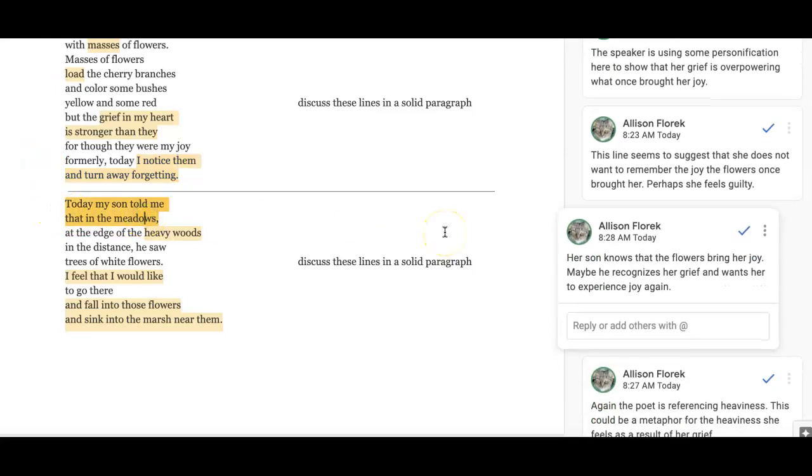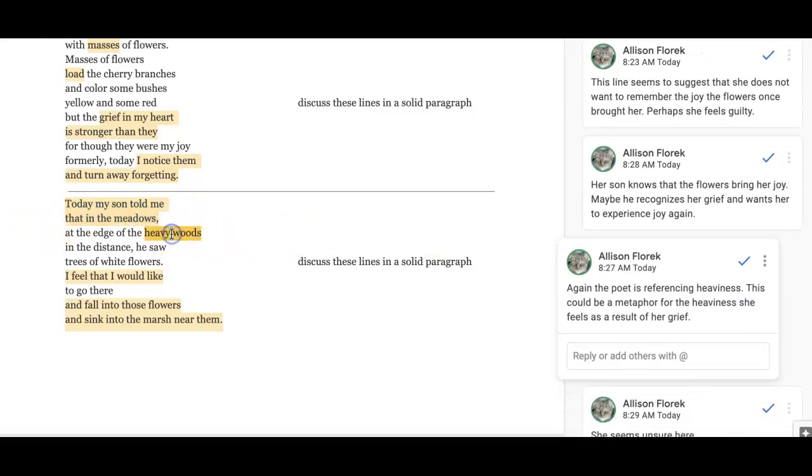So the fact that she mentions her son and that he was reminding her, telling her of flowers, and that he's describing where to find those flowers, maybe he recognizes her grief and is trying to console her and get her to experience joy again. It's also interesting in the next line that it says, "at the edge of the heavy woods." So again, we get this heaviness coming across.